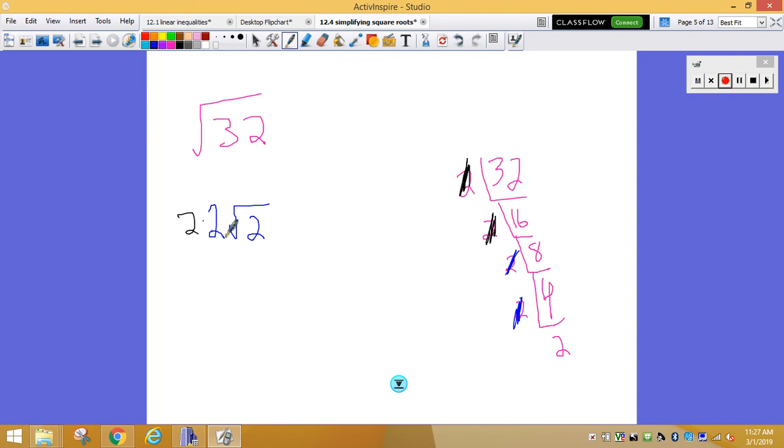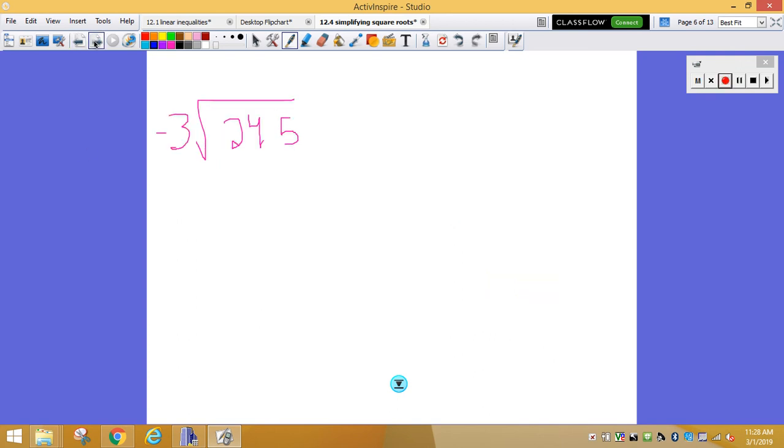Now, I pulled out 2 2's, right? These 2 2's gave me the black one, and these 2 2's gave me the blue one. If you pull more than one thing out, the rule is that you multiply them. So 2 times 2 is 4, and square root of 2 stays on the inside.